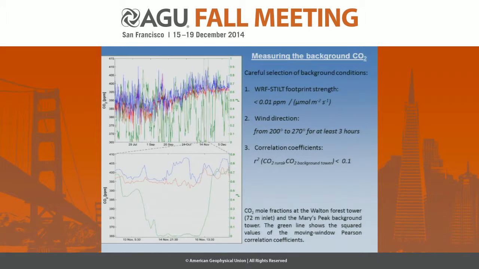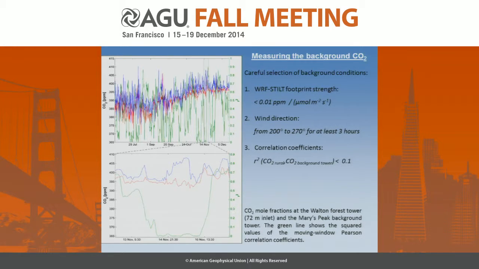In order to get the real background values from our Mary's Peak Tower, we made sure that we meet the right conditions. So the data that we used had to fulfill three criteria. First, the footprint strengths had to be very low, basically indicating that there is no exchange between the biosphere and the atmosphere at that time. Secondly, we only took wind directions from the west-southwest. And thirdly, the correlation coefficient between the Walton Tower and the Mary's Peak Tower had to drop significantly.